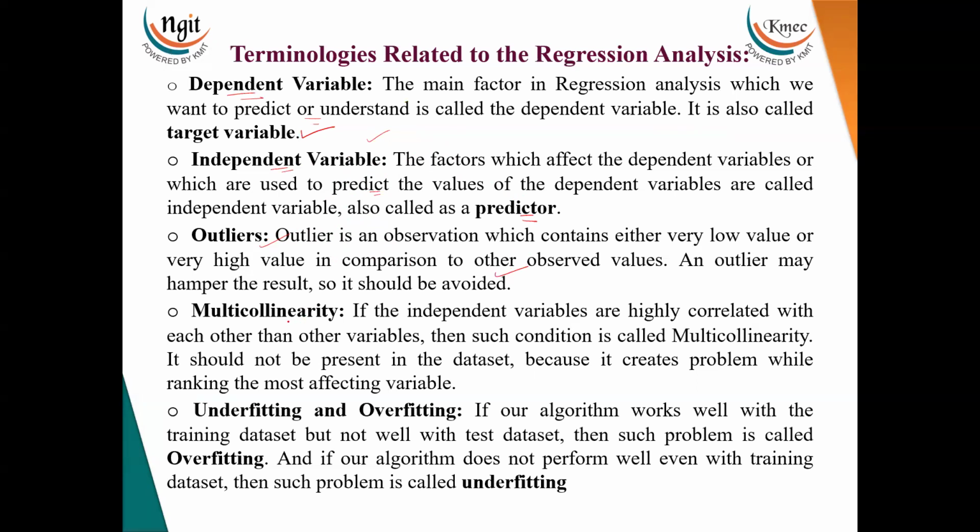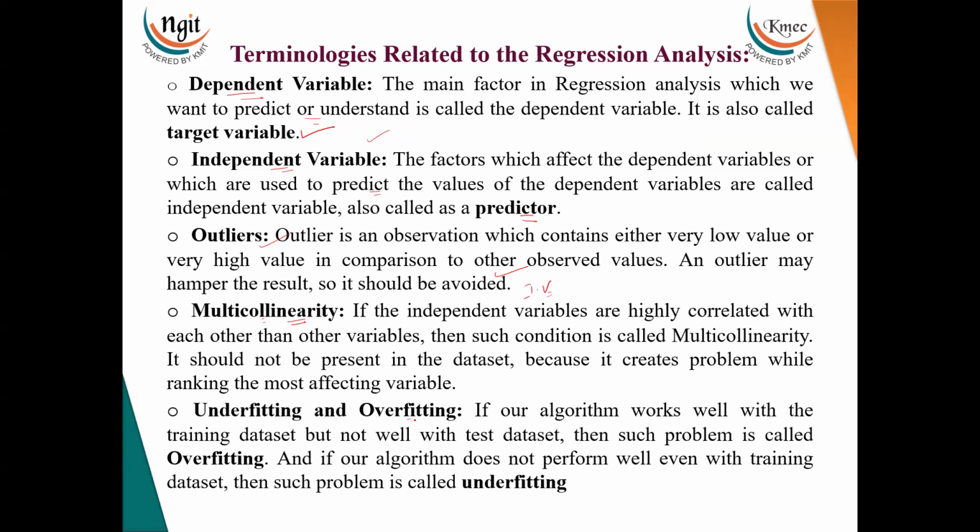And there is one more thing, that is multi-collinearity. If the independent variables are highly correlated with each other, then such a condition is called multi-collinearity. It should not be present in this data set because it creates a problem while ranking the most affecting variables. So when we are selecting the independent variables, whichever are highly correlated with other variables, we should avoid those. That is the concept of multi-collinearity.